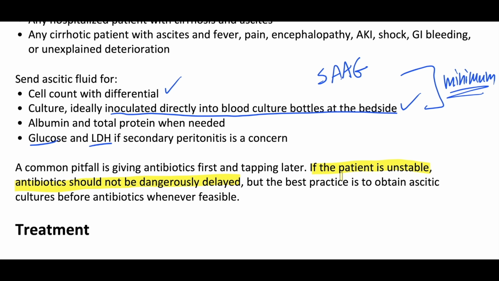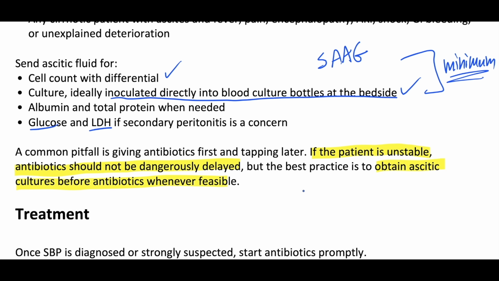But if you're kind of in the gray and the patient's coming in for AKI and they have no symptoms of SBP, then maybe that's a patient where obtaining ascitic cultures before antibiotics would be feasible. But you got to walk this line carefully. There's a risk in waiting if you're missing SBP. So how do we treat it?